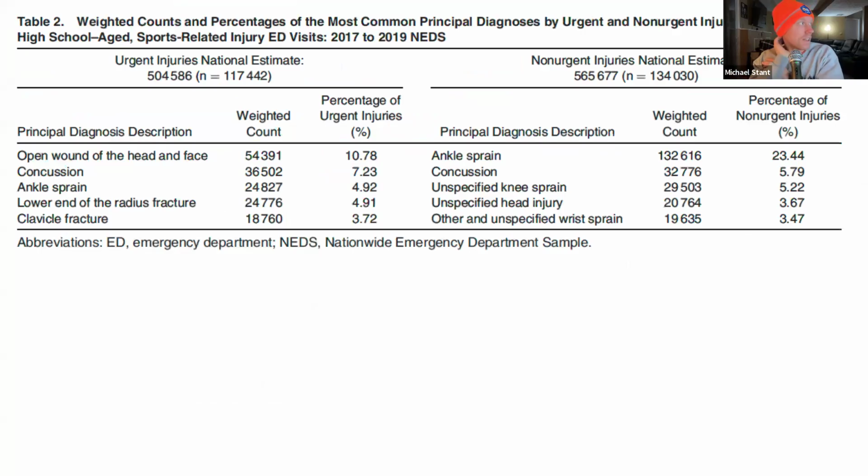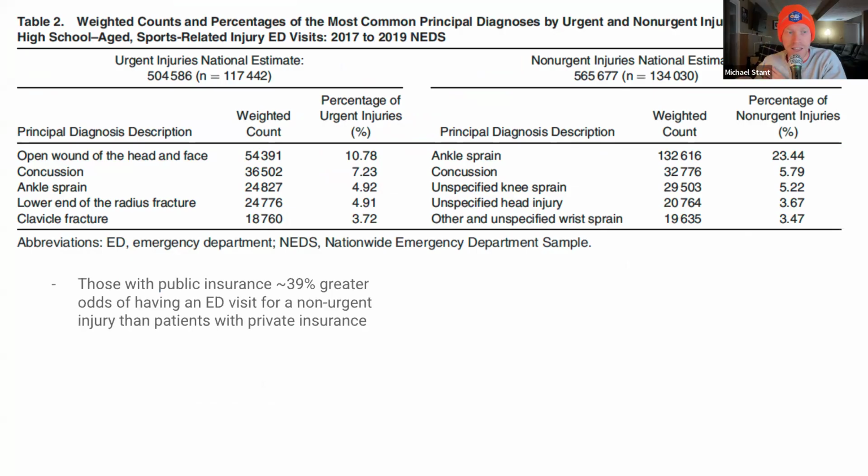So I'll point out here, this is a chart. On the left you've got urgent injuries, and on the right you have non-urgent injuries. I'll go back to that in a second, but I just want to point out that those with public insurance had a 39% greater odds of having an ED visit for a non-urgent injury compared to those with private.